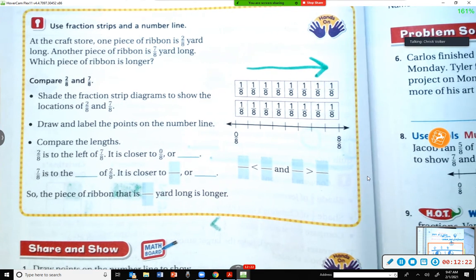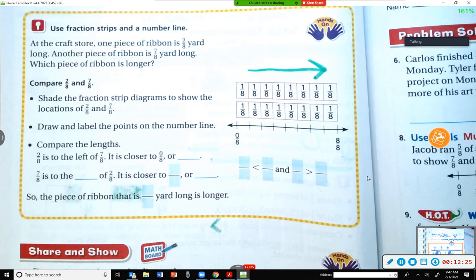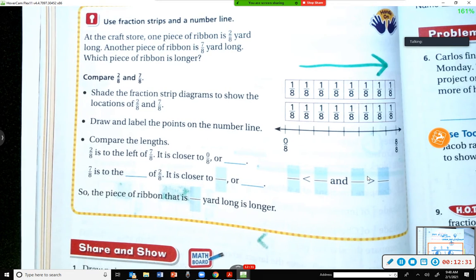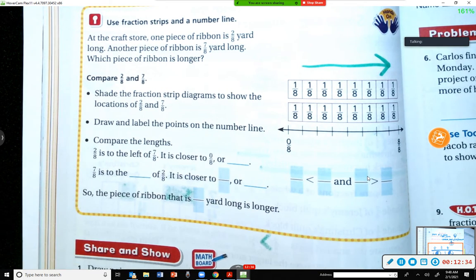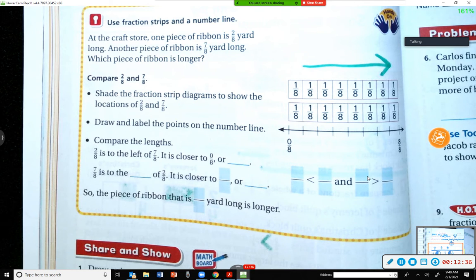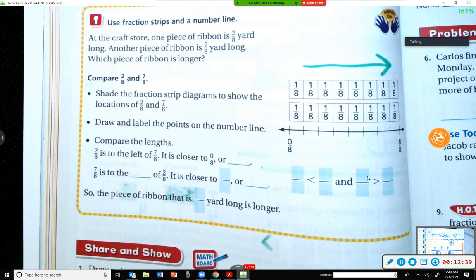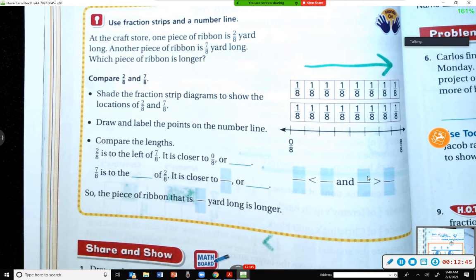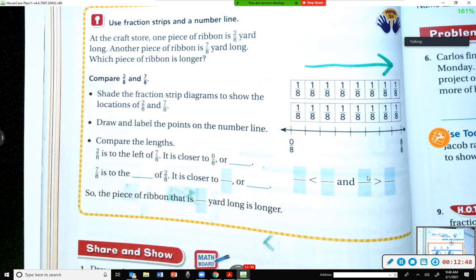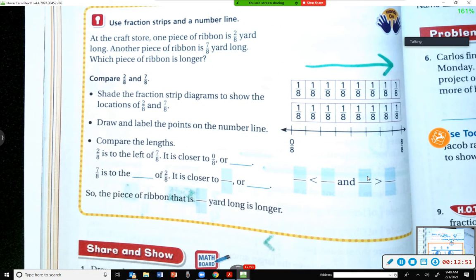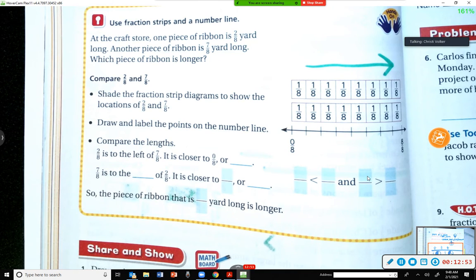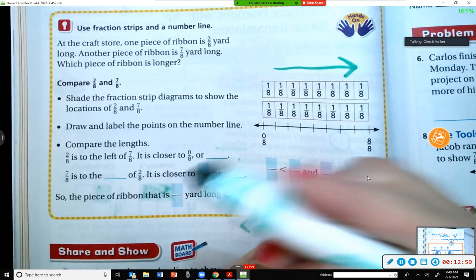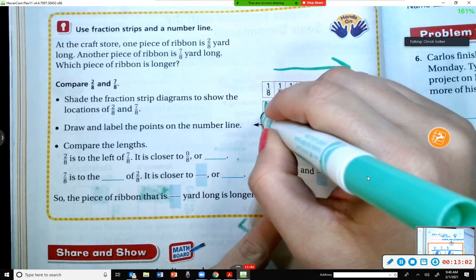Kaylee, you want to read? At the craft store, one piece of ribbon is 2/8 yards long. Another piece of ribbon is 7/8 yards long. Which piece of ribbon is longer? Okay, so we want to know which piece of ribbon is longer, 2/8 or 7/8. So we're going to shade in 2/8.